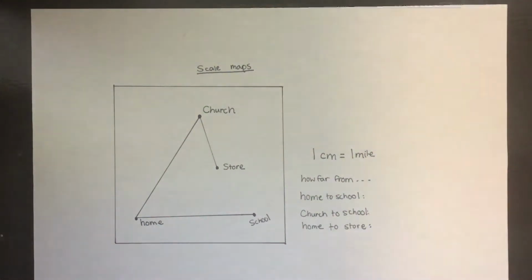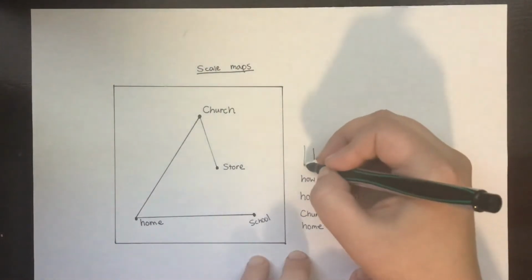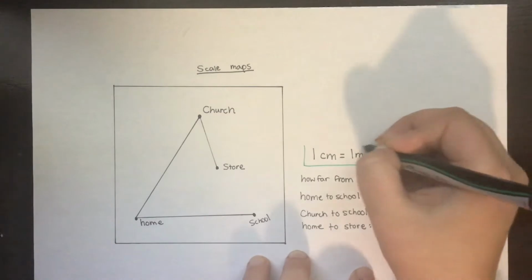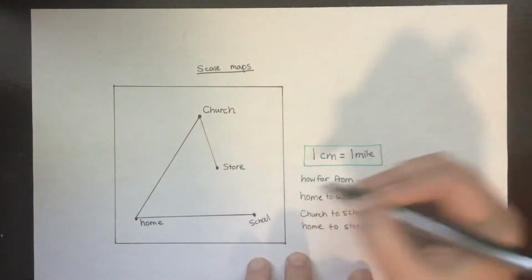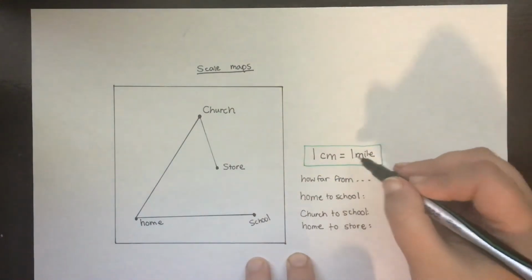Morning, grade 4s. Today we are going to talk about scale maps. Now, a scale map is used to show a large amount of area on a very small map. And the way we do that is by creating a scale. For example, my scale for this map is right here. It says that 1 centimeter on my map equals 1 mile in real life.